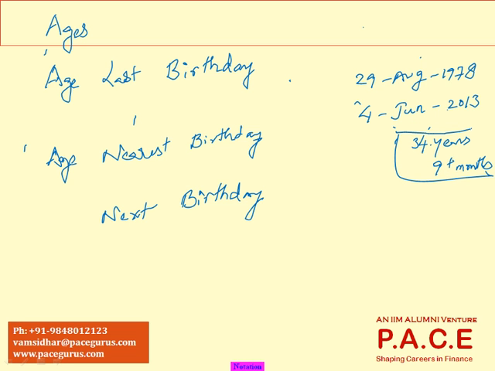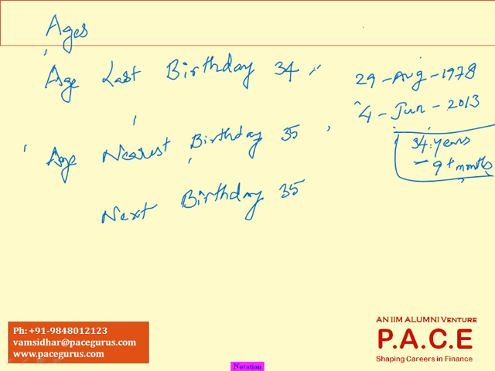If that's the scenario, and I want to find out my age last birthday, then it means only 34. Age next birthday is 35. And nearest will be whichever of these two it is closest to. Because today I am 34 years, 9 plus months, I am very much closest to my next birthday, not to my last birthday. So this also will show as 35 in this example.